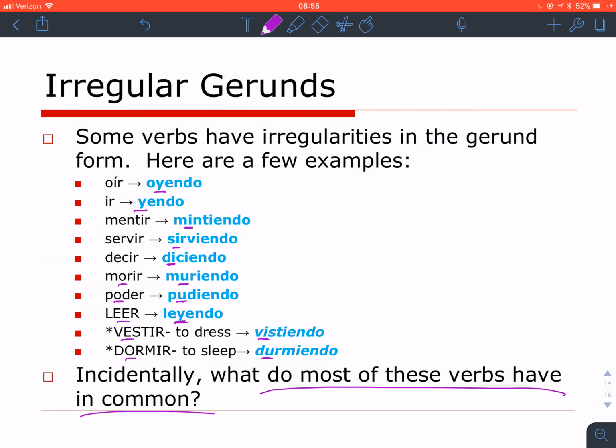Well, I've said it before in class. The majority of these verbs are IR verbs. Not all of them, like poder and leer, but a lot of them are. So make sure that you keep an eye out for irregularities when it comes to IR verbs.